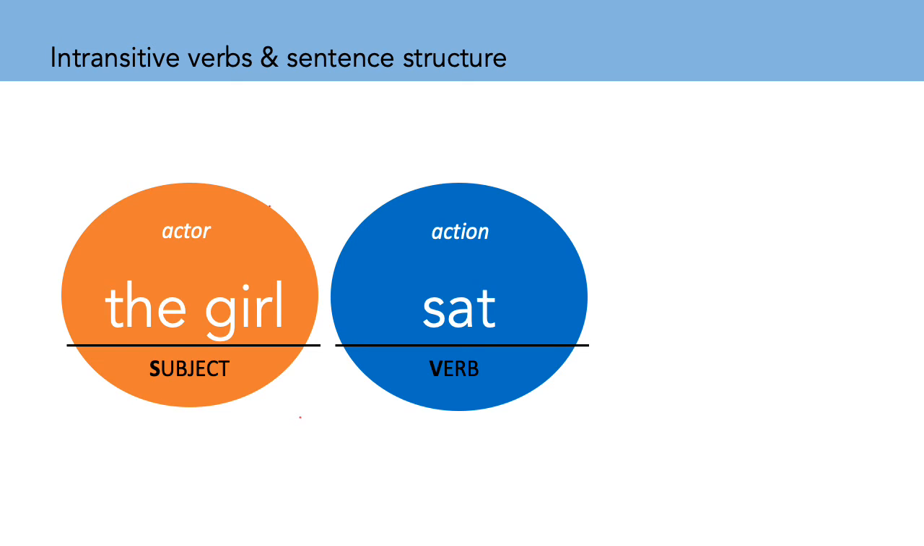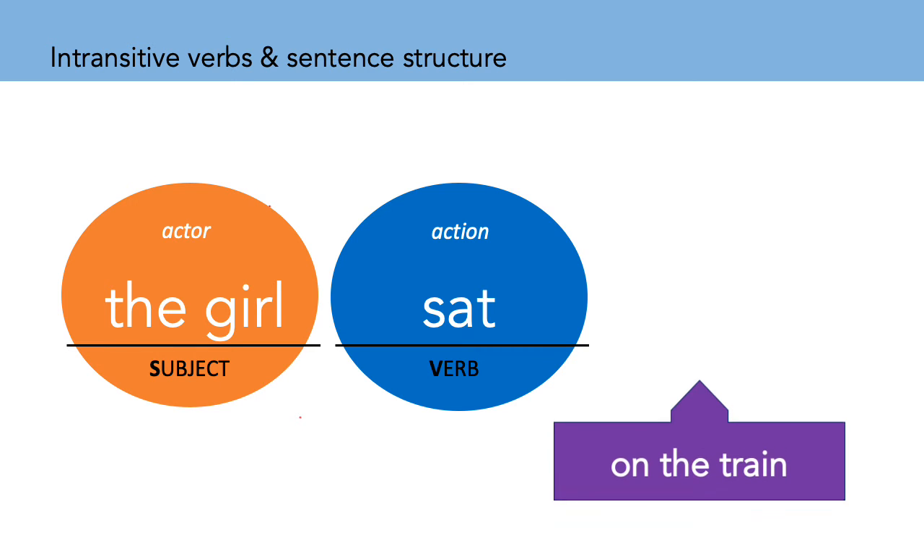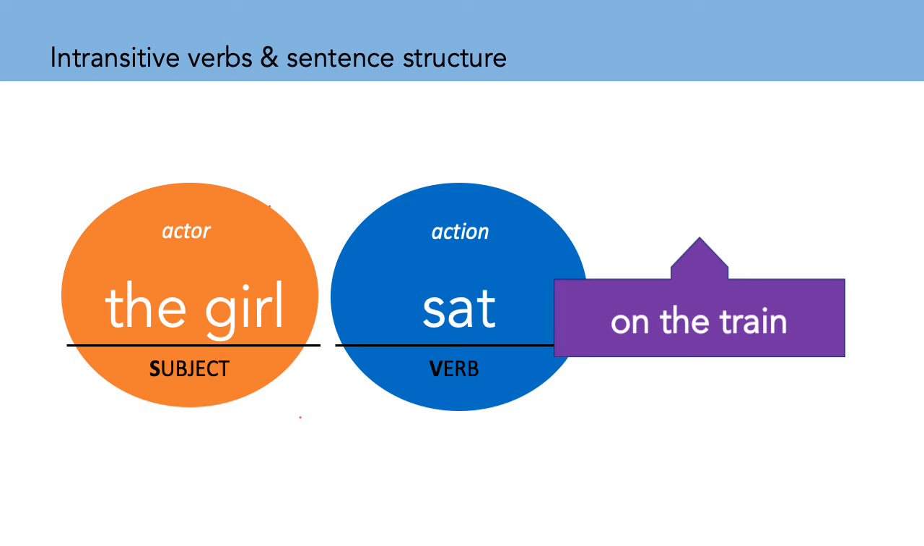Intransitive verbs do not transfer the action directly onto an object. Sat is an intransitive verb, so the girl sat can be a complete sentence. Readers might want more information, so we might add where in a prepositional phrase, such as on the train, for the girl sat on the train.